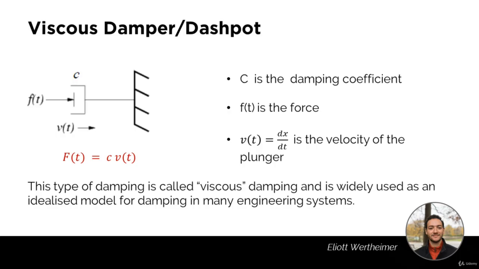The type of damping, which is expressed by the expression Ft equals C Vt, is called viscous damping, and it's widely used as an idealized model for damping in many engineering systems. This means that almost any kind of damping can be modeled using this equation of the viscous damper. It's very general and applies to many different models of damping.